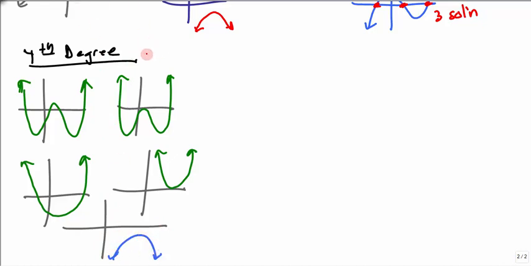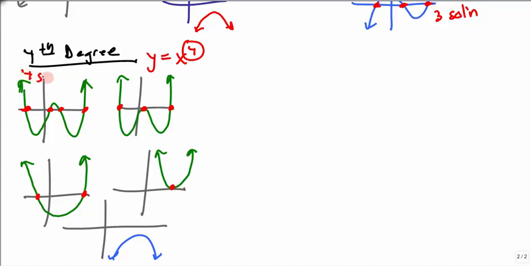So we can see here a fourth degree polynomial. 4 powers, the most number of times I can get this to cross the x-axis is 4 times. So here I have 4 solutions. Here I have 3. Here I have 2. Here I have 1 solution. And here I have 0 solutions.